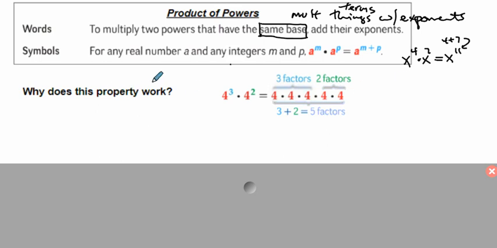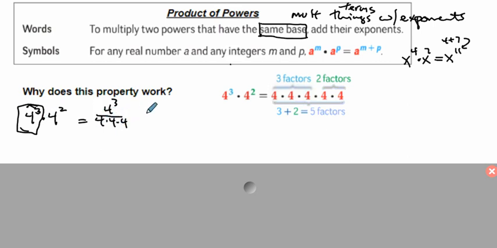Now, why does this work? And like everything, I really think it's important to be able to remind yourself of how these things work. So if we have 4 to the third times 4 squared, just remember what this means, right? If I just break this one up, 4 to the third means 4 times 4 times 4, right? That's what 4 to the third represents, right? I don't like the way that looks. That looks like 43, right? So 4 to the third is this, right?